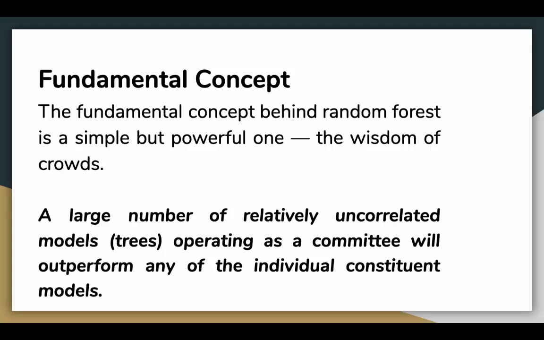The low correlation between models is the key. The reason for this wonderful effect is that the trees protect each other from their individual errors. While some trees may be wrong, many other trees will be right. So as a group, the trees are able to move in the correct direction.